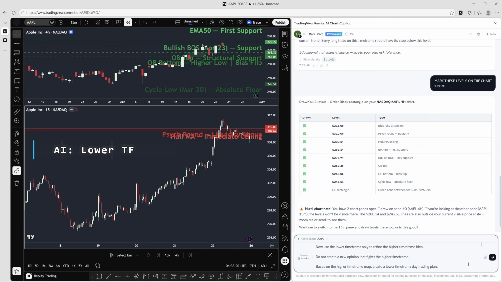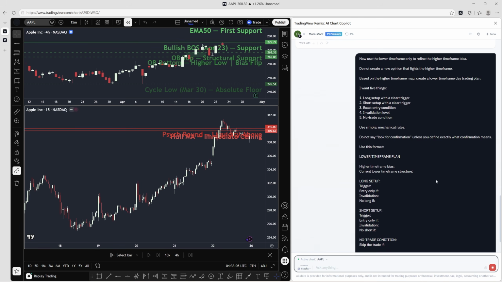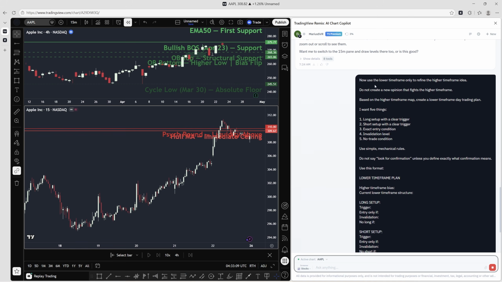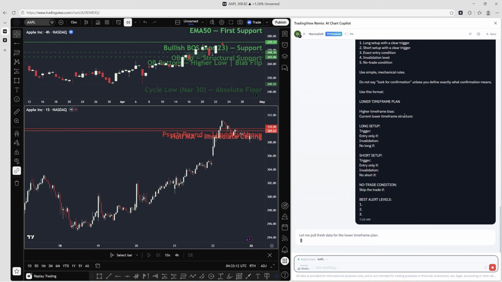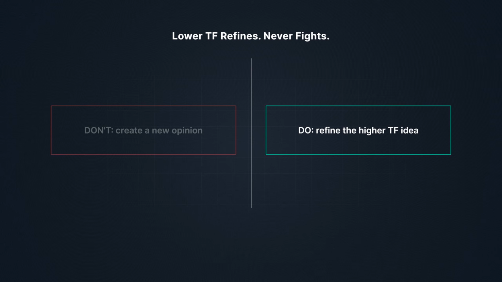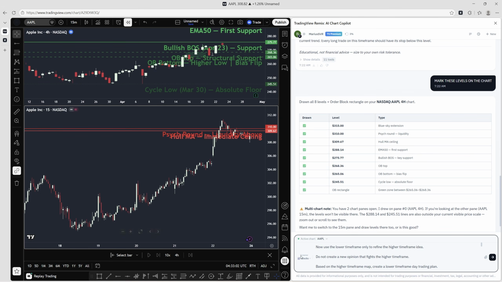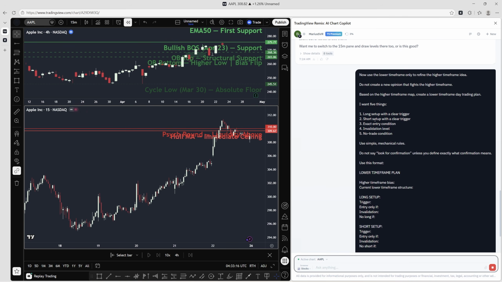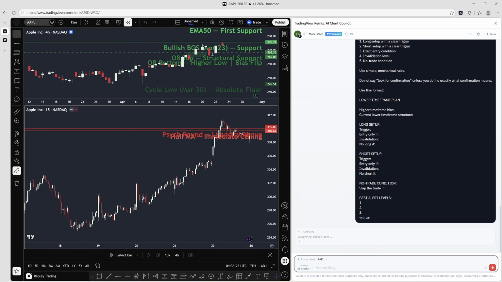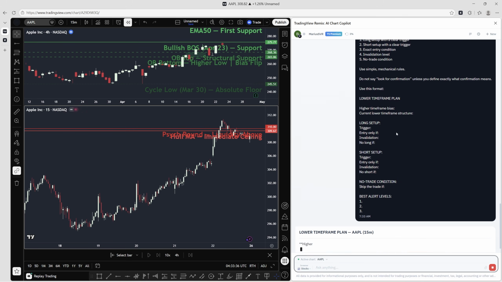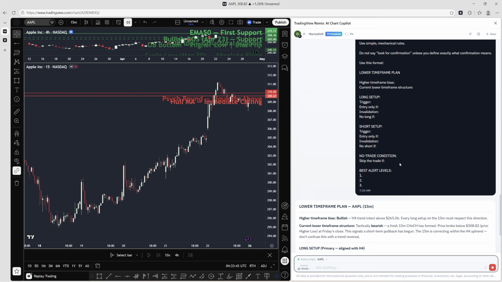If you use the 1 hour chart for the bigger view, you might use the 5-minute or 15-minute chart for the entry plan, but do not let the lower time frame create a brand new opinion. This is important. The lower time frame should refine the higher time frame idea. It should not fight it. Ask the AI Copilot, based on the higher time frame bullish idea, create a lower time frame day trading plan. Give me the entry trigger, invalidation, no trade condition, and alert levels.